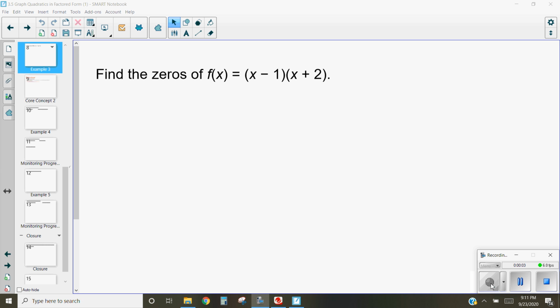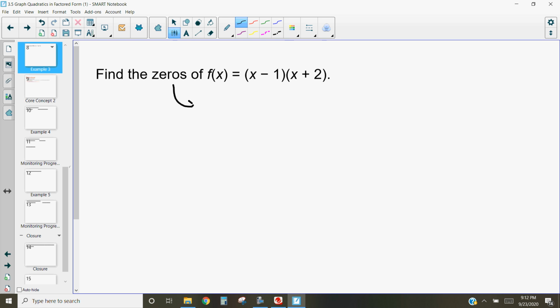Hi, this is Mrs. Kidman, and in this video, we're going to be talking about zeros of functions. The reason why we call them zeros is because we're looking at where the function is when y equals 0. So zeros are another way of saying our x-intercept.